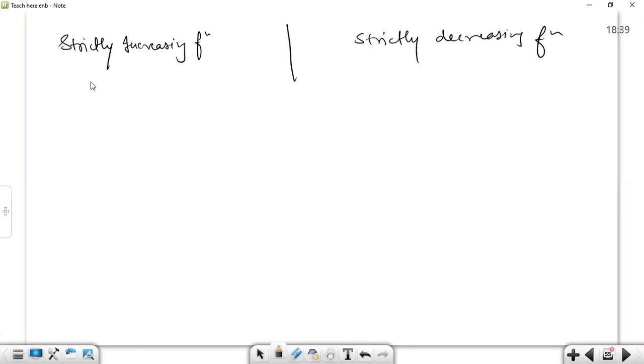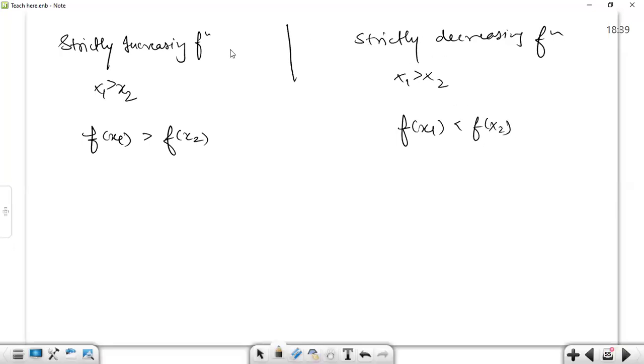So a strictly increasing function says there are two variables x1 and x2, where x1 is greater than x2. Then f of x1, when we increase the input, must be greater than the output given by x2. And when the input is increased for a strictly decreasing function, the value decreases for sure. So that is called a strictly increasing and strictly decreasing function.